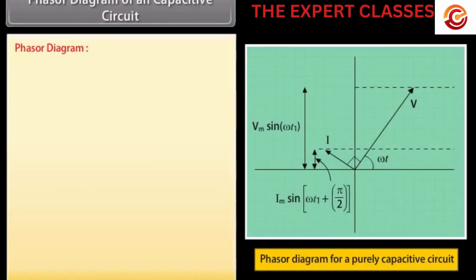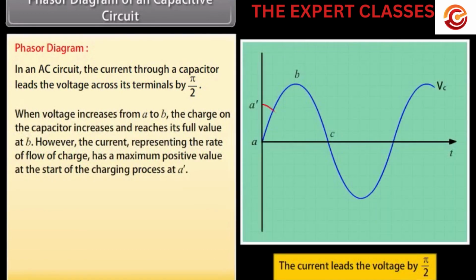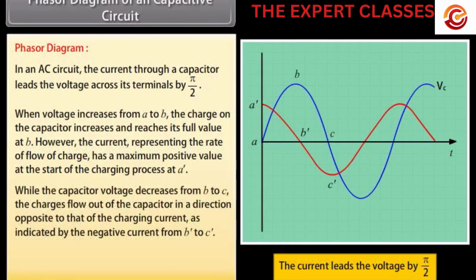Phasor diagram of a capacitive circuit. In an AC circuit, the current through a capacitor leads the voltage across its terminals by pi by 2. When voltage increases from A to B, the charge on the capacitor increases and reaches its full value at B. However, the current, representing the rate of flow of charge, has a maximum positive value at the start of the charging process at A dash, while the capacitor voltage decreases from B to C.